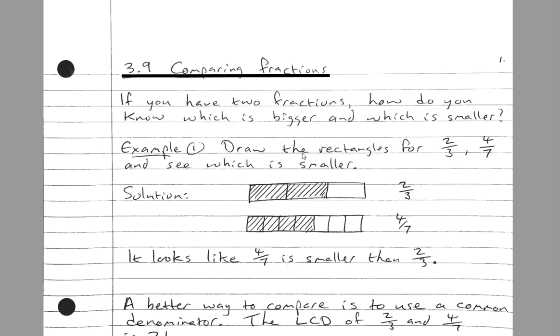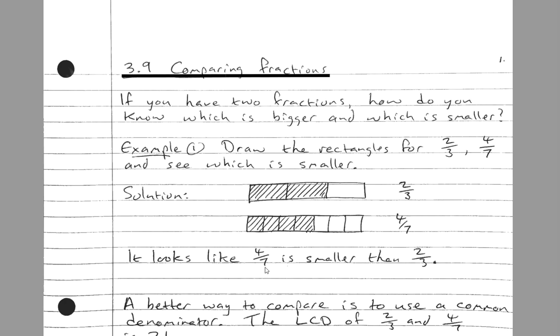Example 1: draw the rectangles for 2/3 and 4/7 and see which is smaller. Okay, so it's trying to draw a kind of accurate picture. If you make the rectangles the same size, here's 2/3: 3 equal pieces, shade in 2. And here I tried to draw 7 roughly equal pieces, shade in 4.